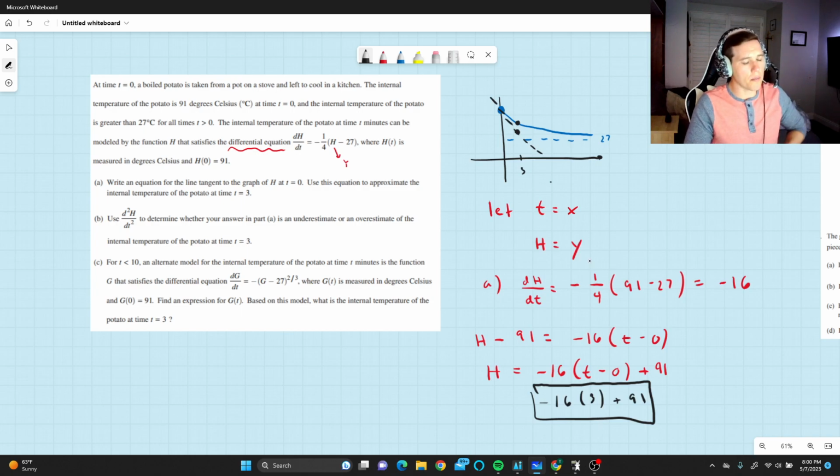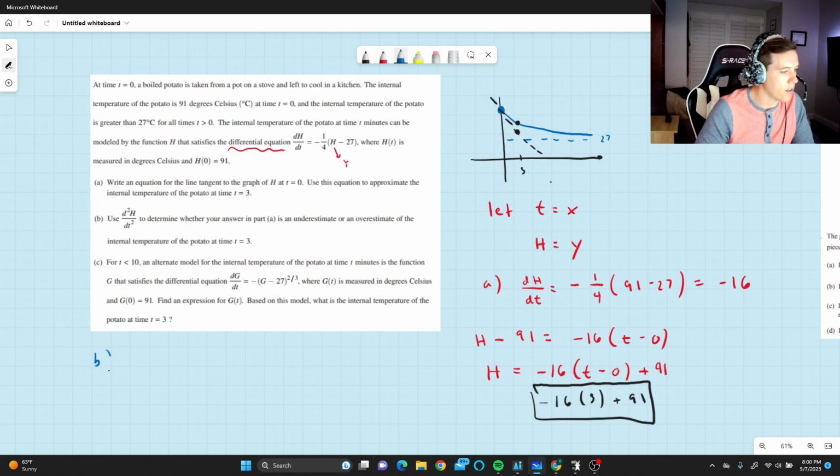Makes sense that it's colder because it's cooled down. It's been sitting on the shelf or counter. And that's it. So linear approximation, use your slope. The slope is just the differential equation. All right, then we get to question B. Use the second derivative to determine whether your answer in A is an overestimate or underestimate.